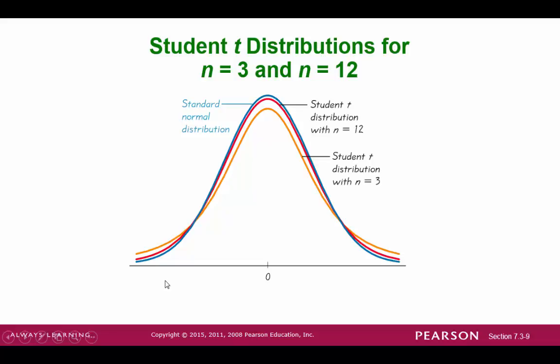Here are some examples of the student t distribution. The blue graph is the standard normal distribution, our z distribution, and we can see a few t distributions with n is equal to 12 and n is equal to 3.